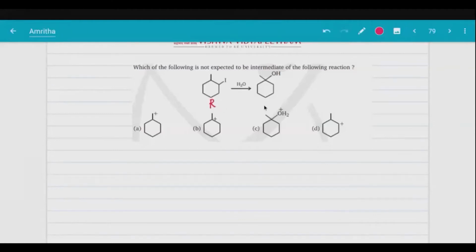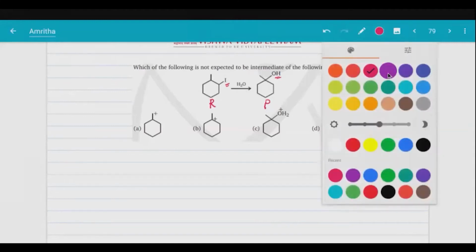So this is our reactant. This is our product. So what is happening basically here? See, one iodine is replaced with OH, but not in the same position. So what reaction is this basically? Because in organic reactions, there are different types.